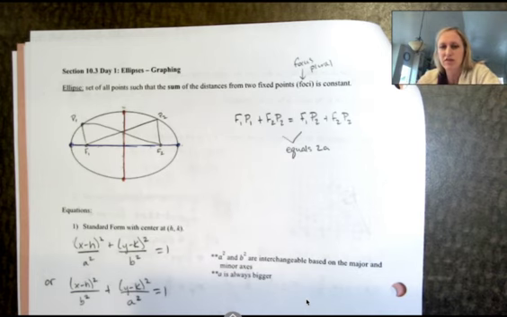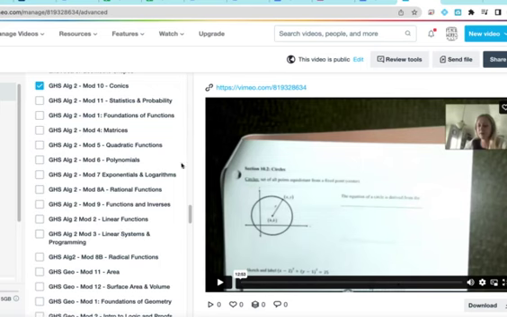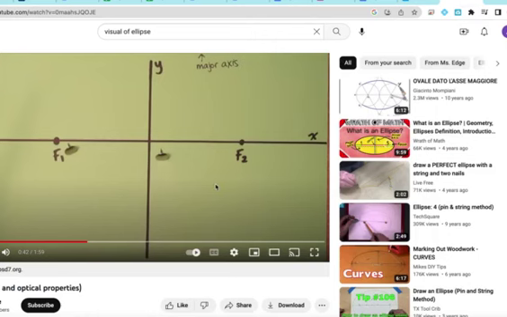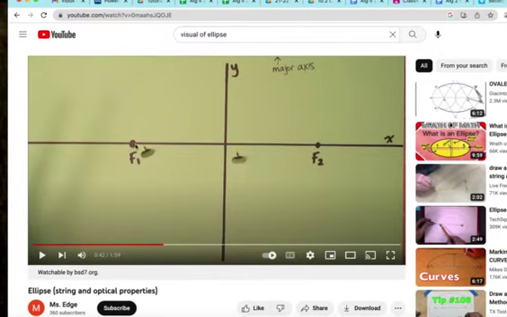So the definition of an ellipse is a set of all points such that the sum of the distances from two fixed points, called the foci, is constant. And I'm actually going to play through here. I know this is a little weird, video on video, but I think that this video really illustrates what a focus is. So F1 and F2 are the two foci.